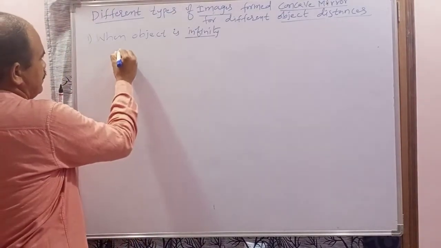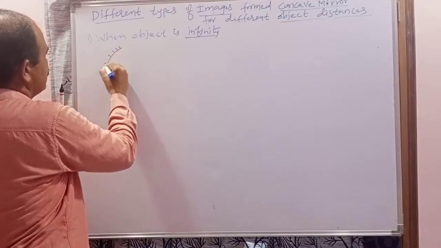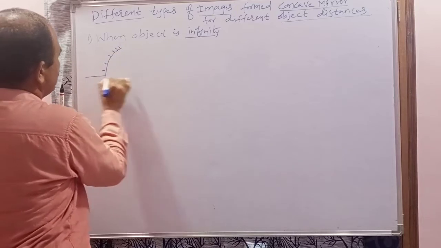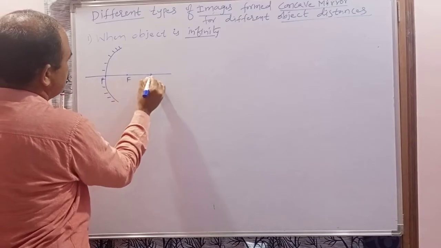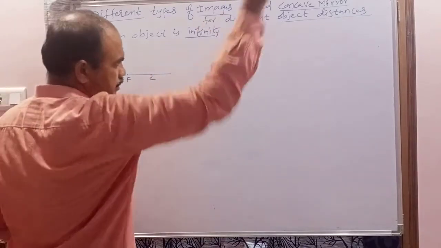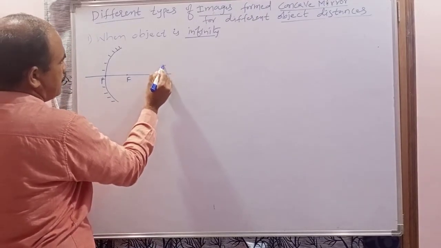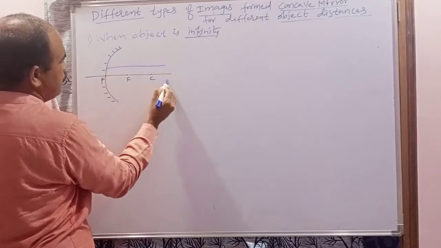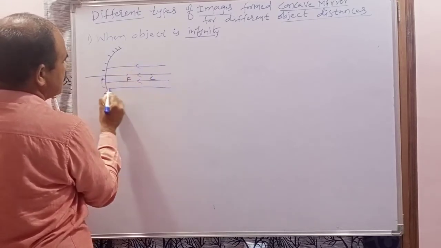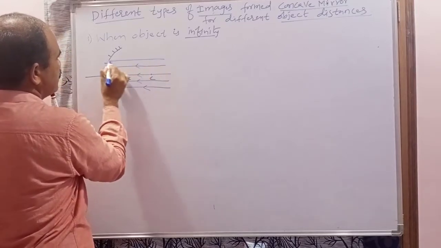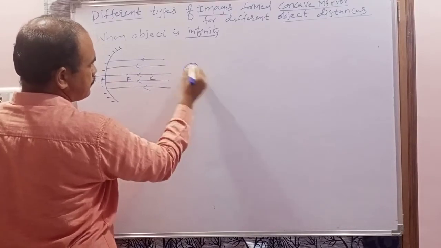Now for that purpose, consider it is a concave mirror. This is the pole of the mirror, focus, center of curvature. Now consider the object is at infinity. The rays coming from the object may be parallel to the principal axis sometimes. These are the rays coming from the object which is at infinity.